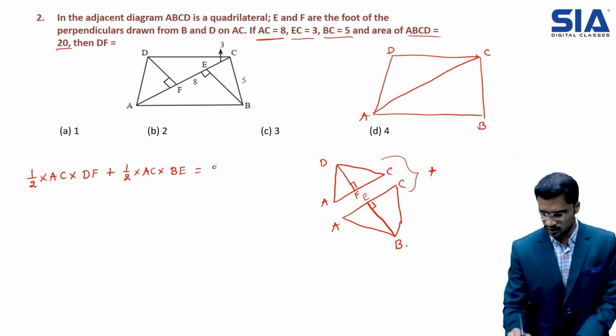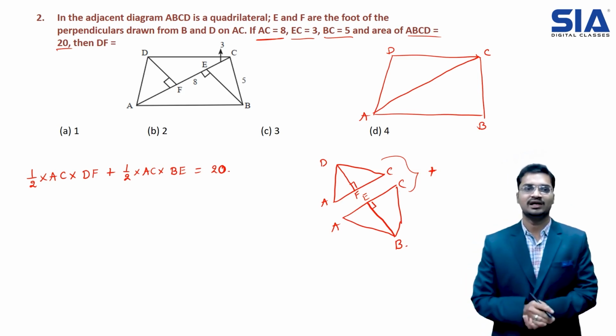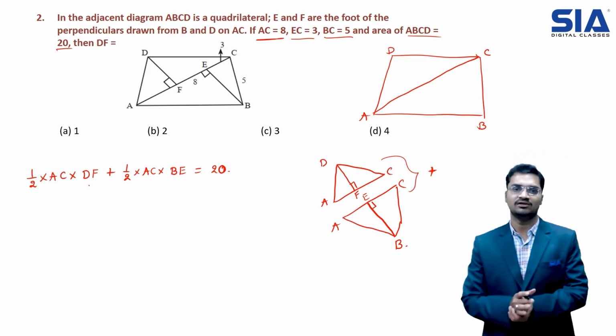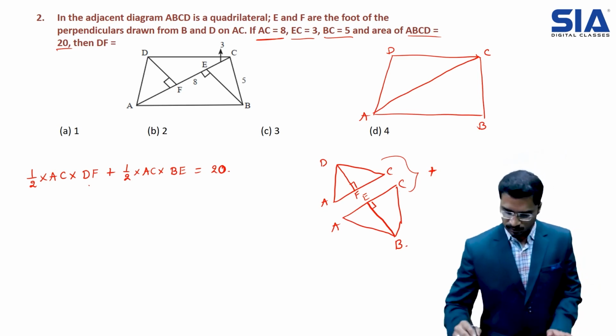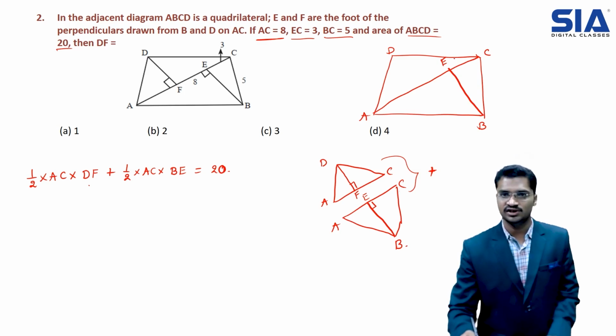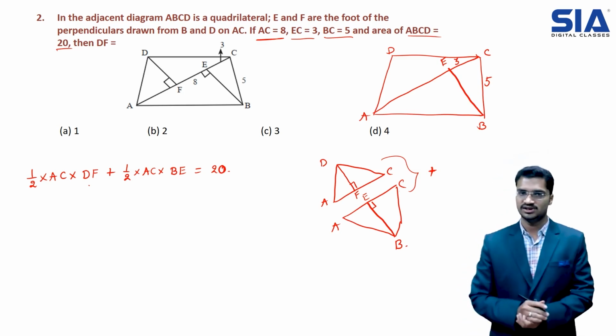This is given as 20 centimeters. Now what do we have to find? We have to find the length of DF. Before finding the length of DF, a small point has been given. The length of EC is given as 3 and the length of CB is given as 5.